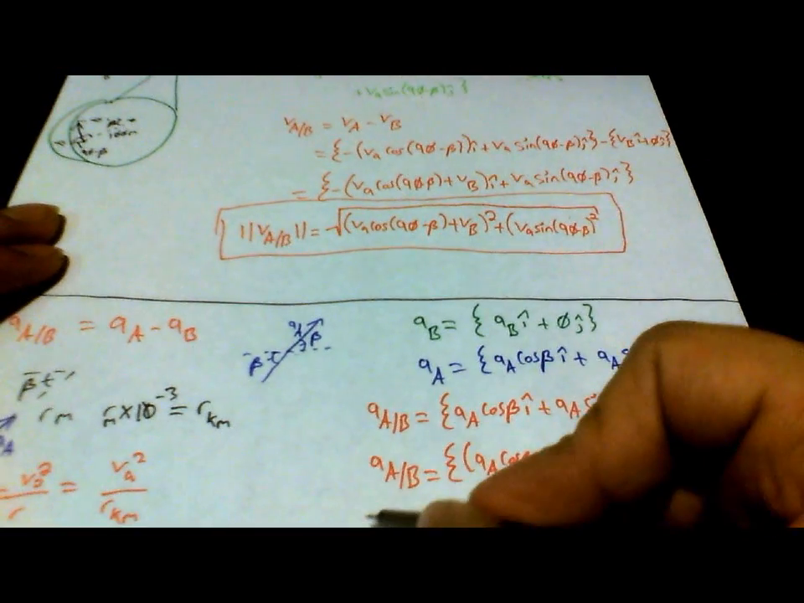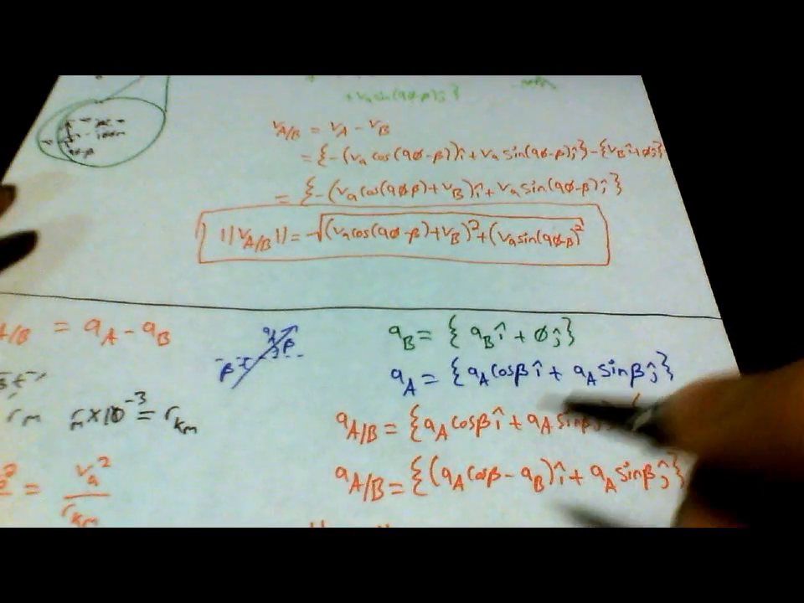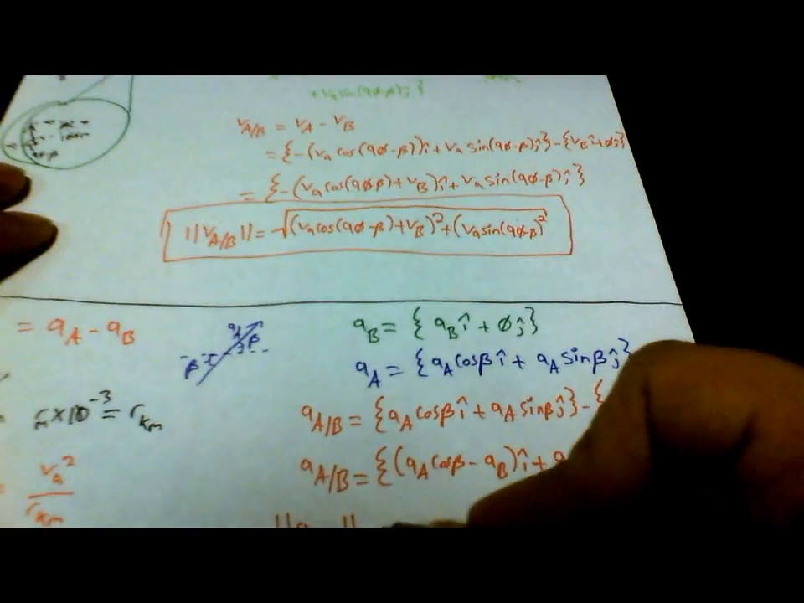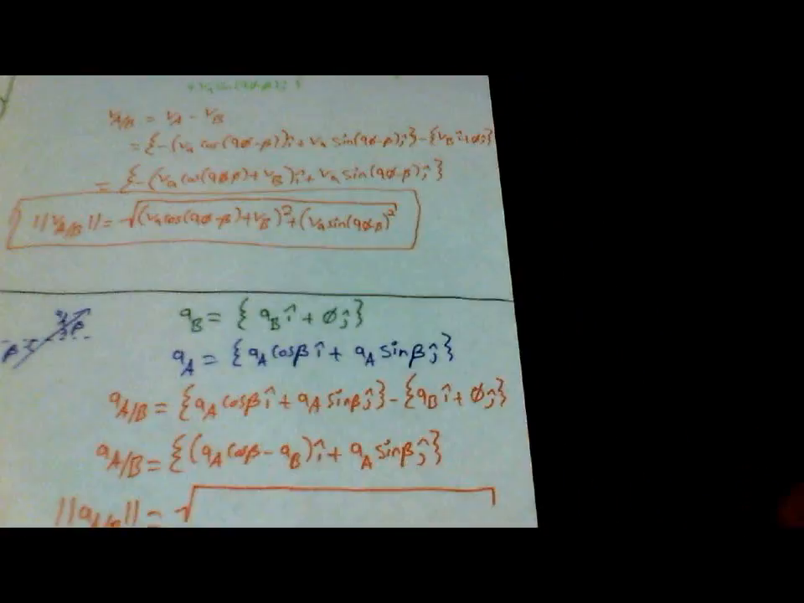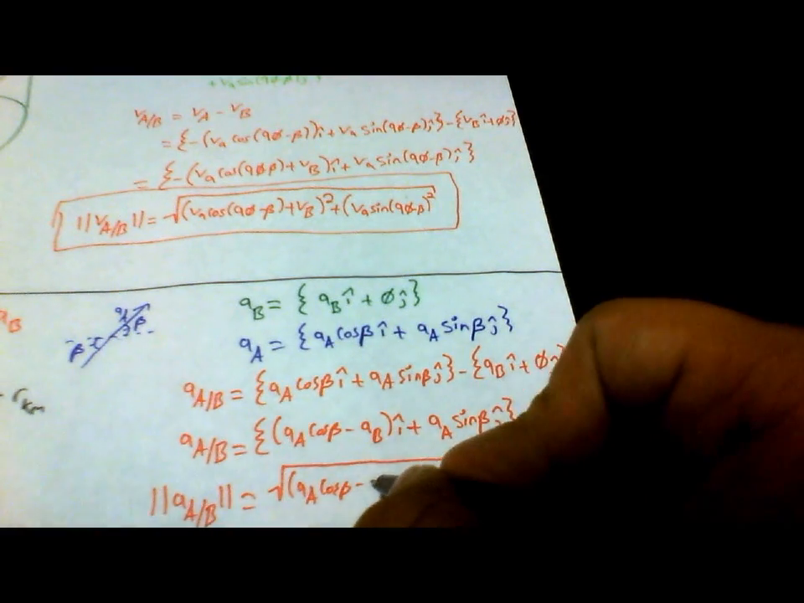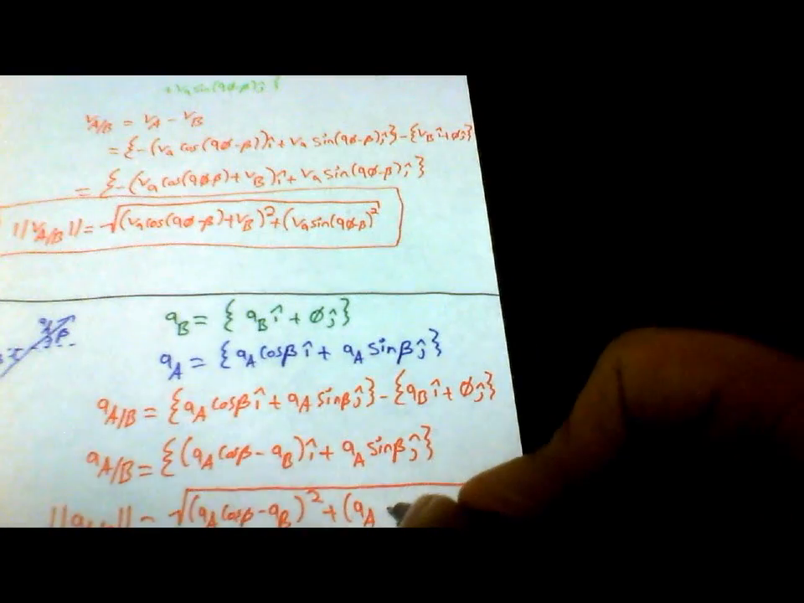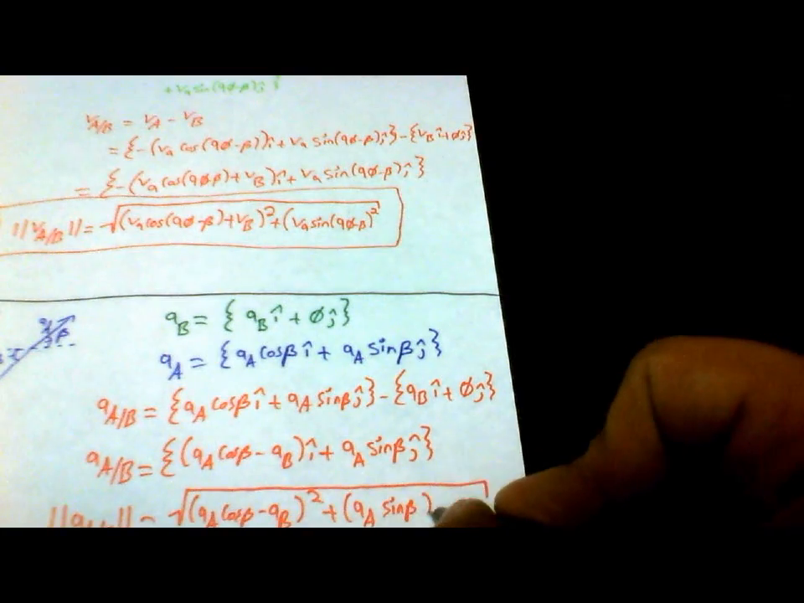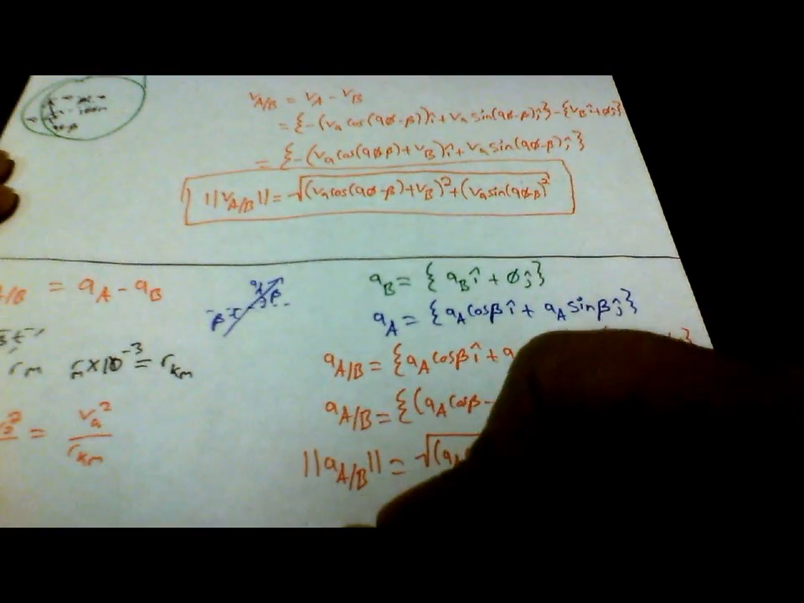Now again it asks you for the absolute value of acceleration of A with respect to B, which is just going to be root. I'm going to give myself a lot of space this time. A cos beta minus a b, squared, plus a sine beta, squared. There. Now I'm just going to plug in what acceleration of A is.